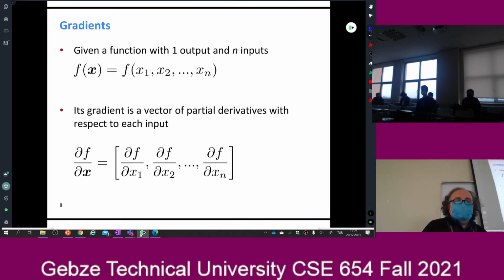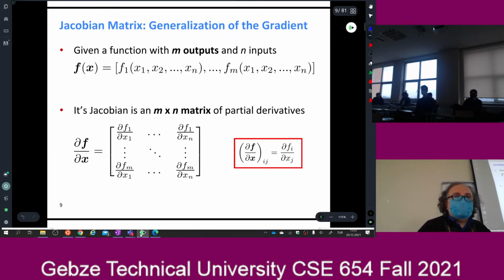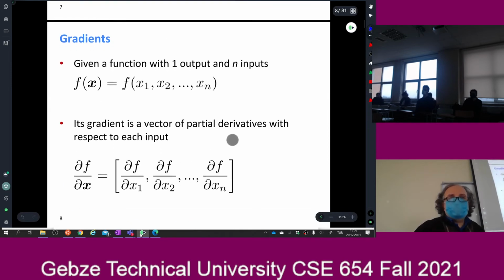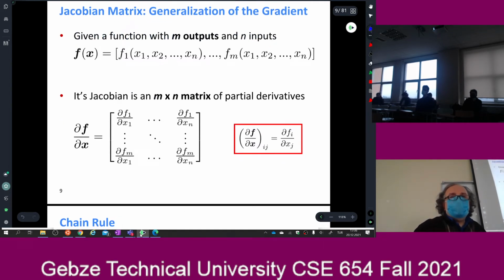So, well, these functions are closer to what we are trying to use, but ours is even more complicated. We are going to talk about functions of functions. Okay, this function has one output and n inputs. How about my function has n inputs and m outputs?